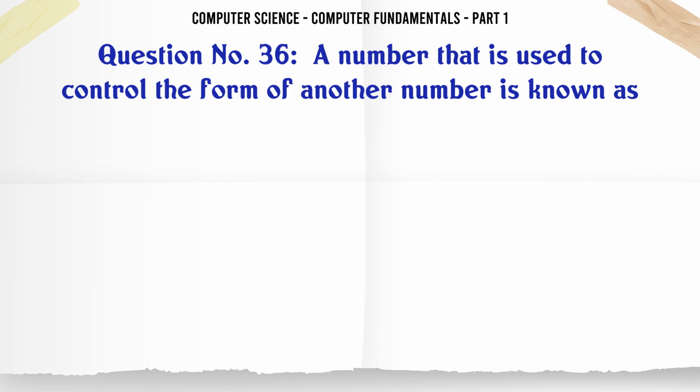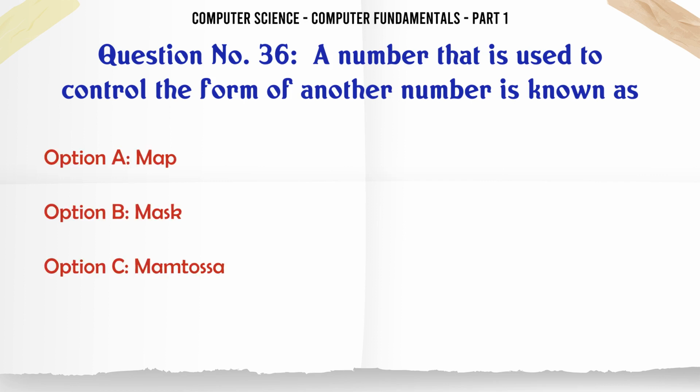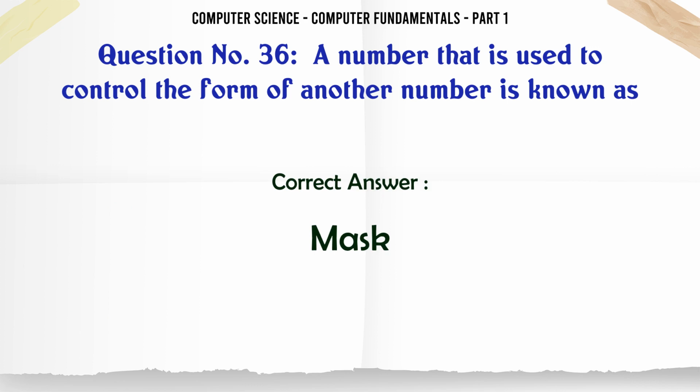A number that is used to control the form of another number is known as A. Map. B. Mask. C. Mumtosa. D. Marker. The correct answer is mask.